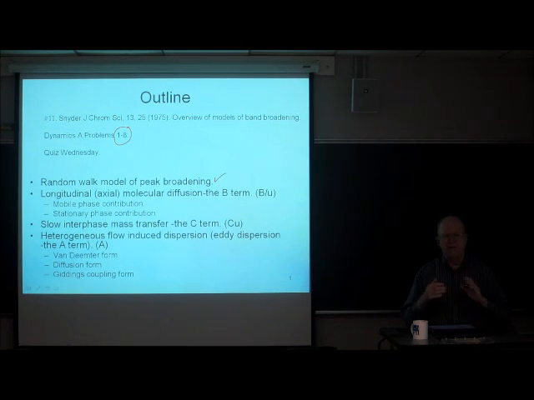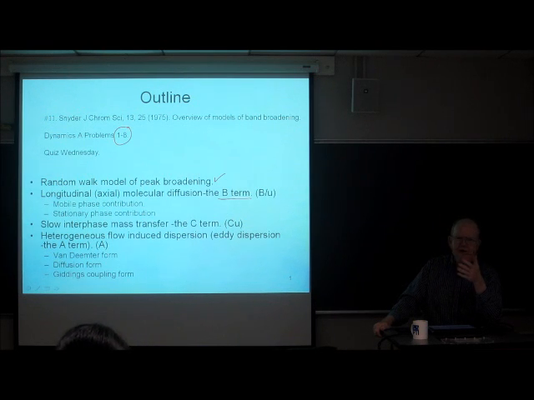So first, the easiest one to deal with is the so-called longitudinal diffusion term, the B term. This represents the broadening that comes about due to molecular diffusion along the axis of the column. This is what we call longitudinal diffusion. And this process takes place in the mobile phase, and it also takes place in the stationary phase.